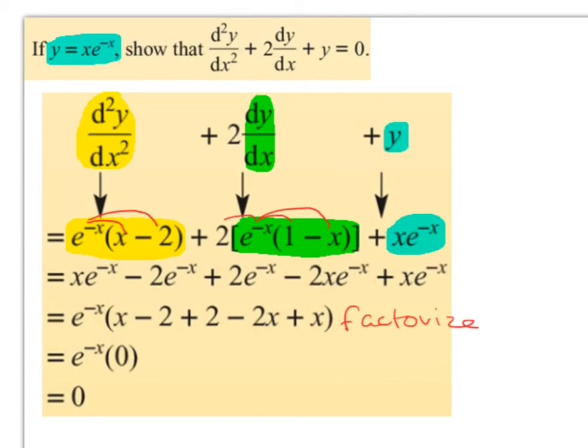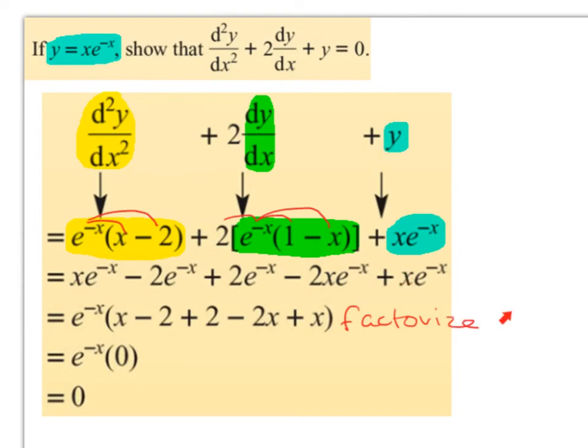Next we multiply out the brackets. e^(-x) times x is x e^(-x). And e^(-x) times -2 is -2e^(-x). Then 2 times e^(-x) times 1 is 2e^(-x). And then 2 times e^(-x) times -x is -2x e^(-x). And then we just bring down the x e^(-x).